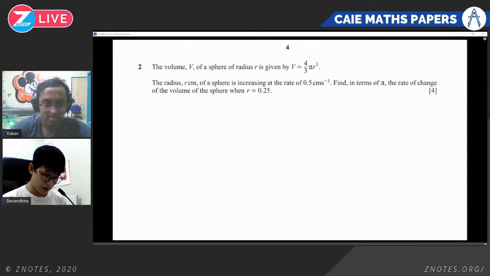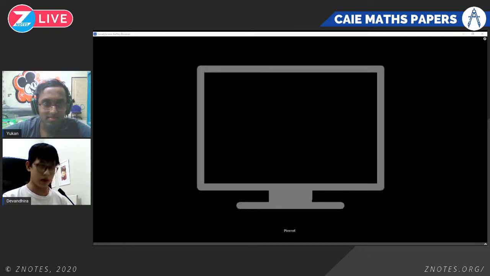Okay, let's start. The volume V of a sphere of radius r is given by V is equal to 4/3 pi r cubed. The radius r cm of a sphere is increasing at the rate of 0.5 centimeters per second. Find, in terms of pi, the rate of change of the volume of the sphere when r is equal to 0.25.